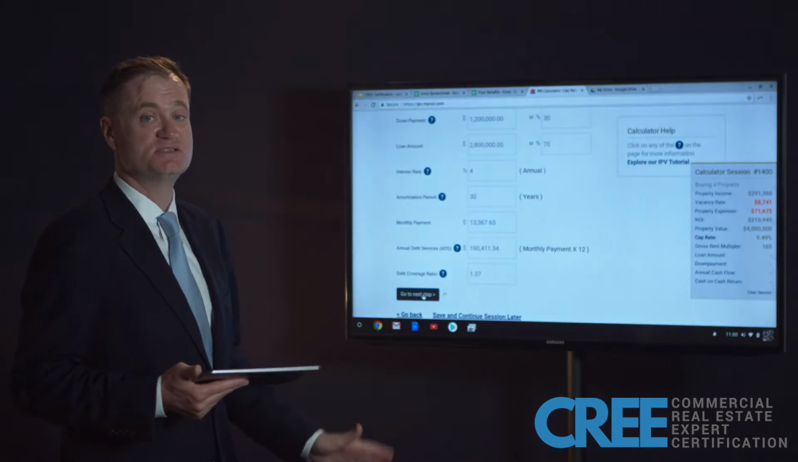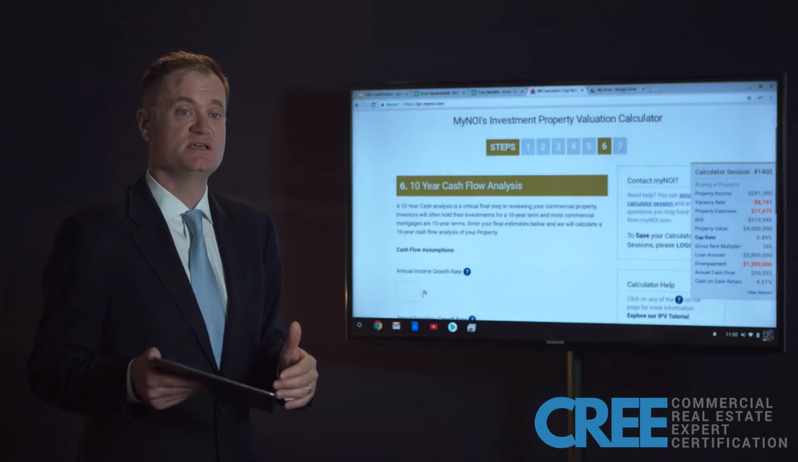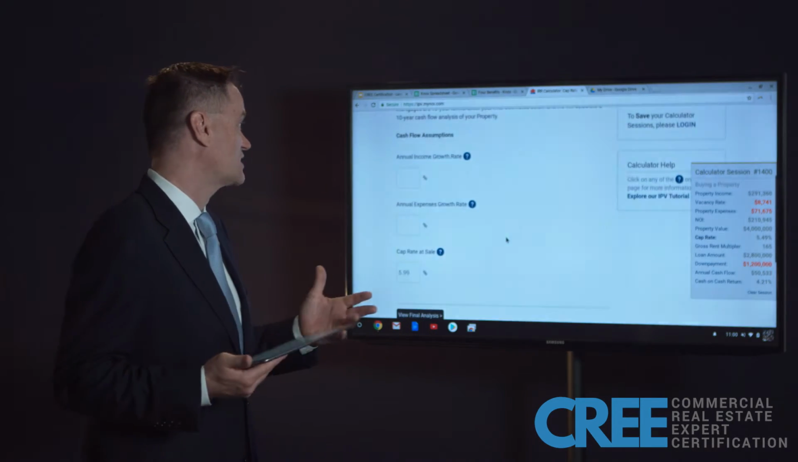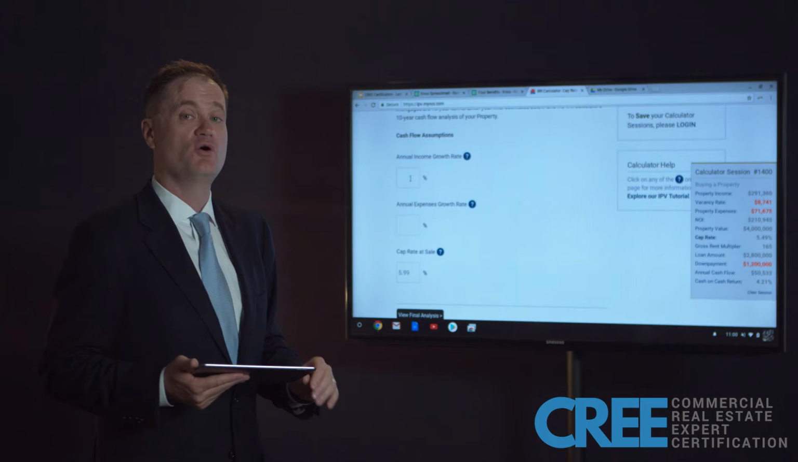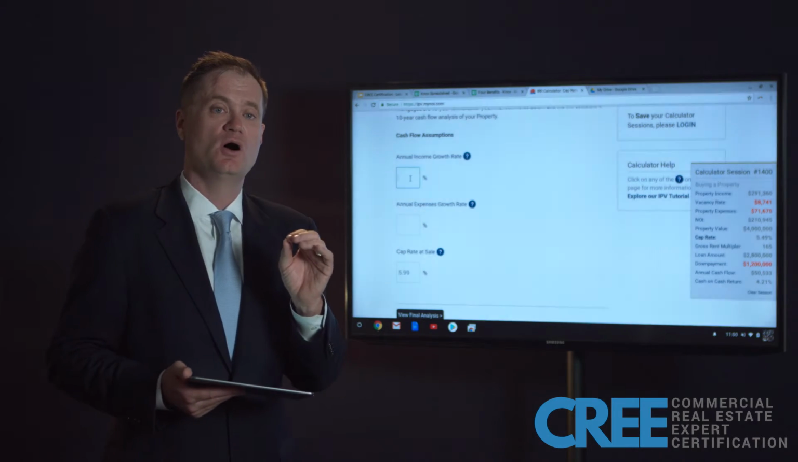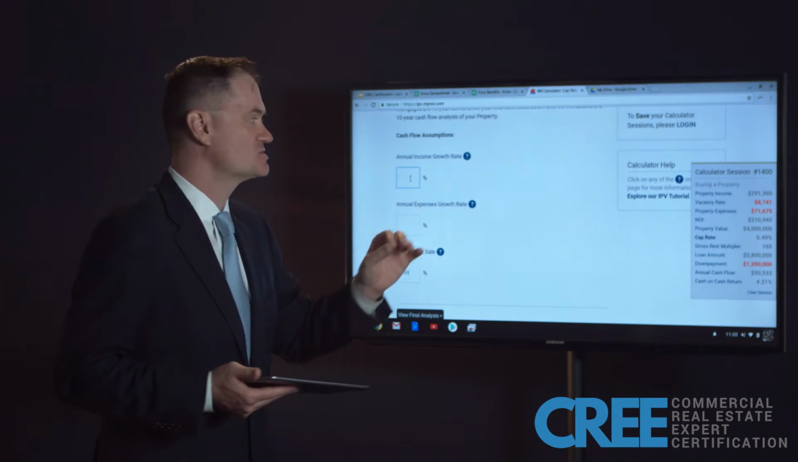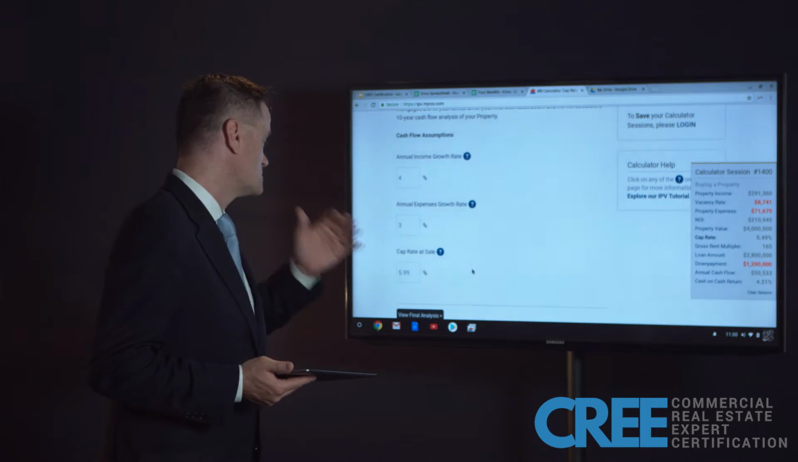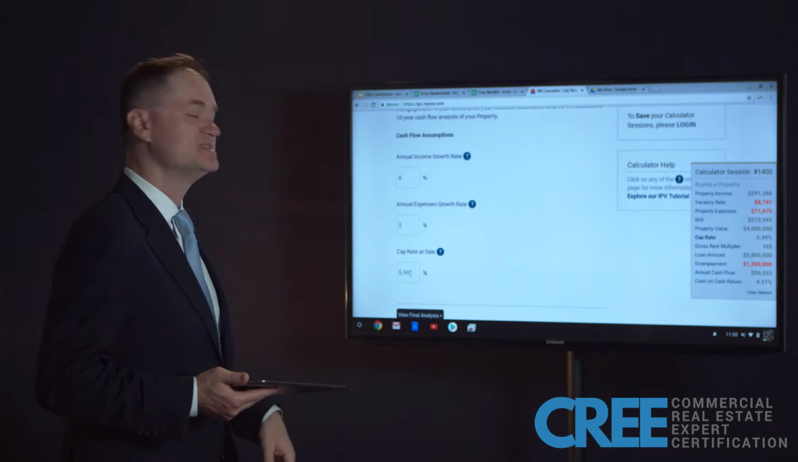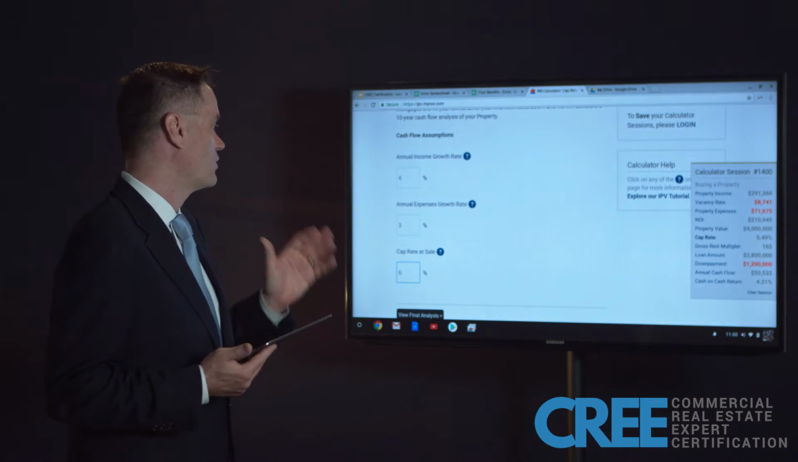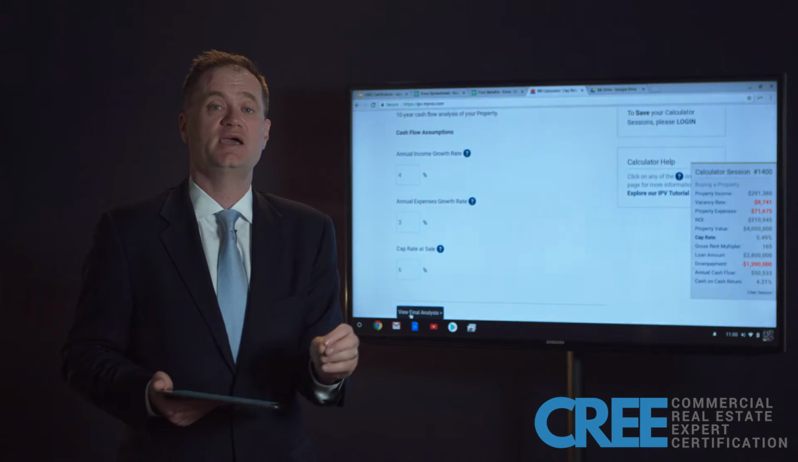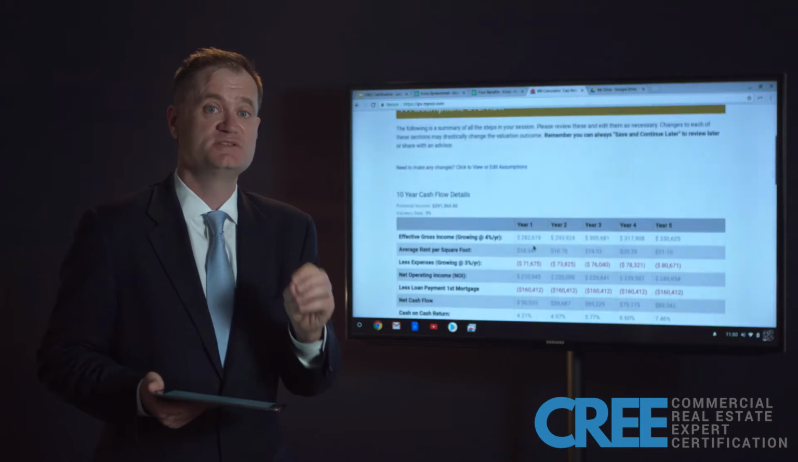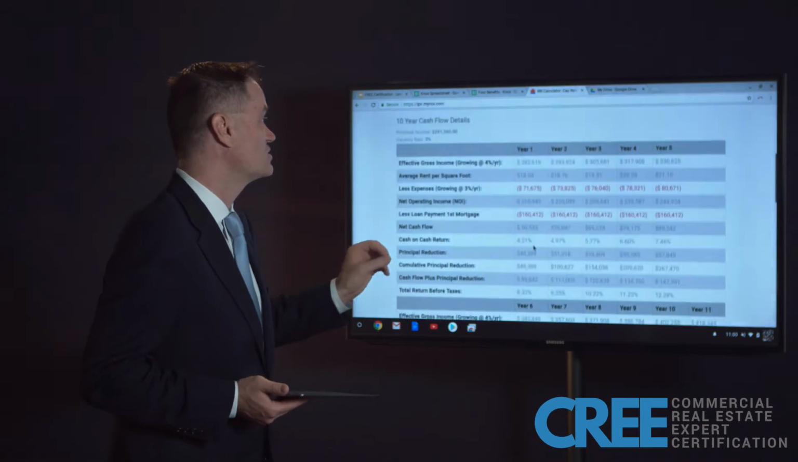As we go to the next step, this is going to take us into the 10-year cash flow analysis section. So remember we talked about those growth rates, and we're gonna go ahead and grow our income at 4%, and we'll grow the expenses at 3%, and we're gonna assume a reversionary cap rate. We'll just put that in at 6% even. And then we're gonna click the button, and it's gonna create for us a PDF downloadable version of our 10-year cash flow analysis and the internal rate of return.